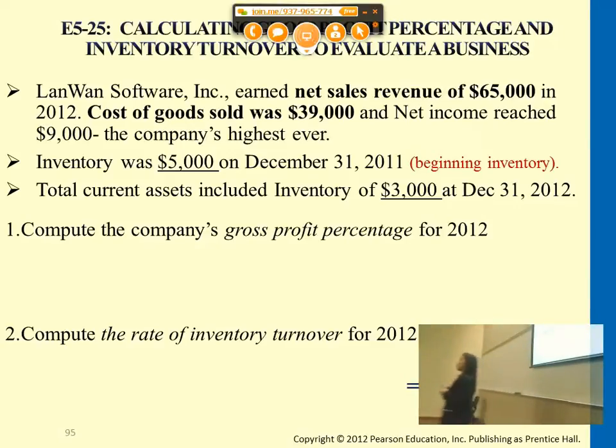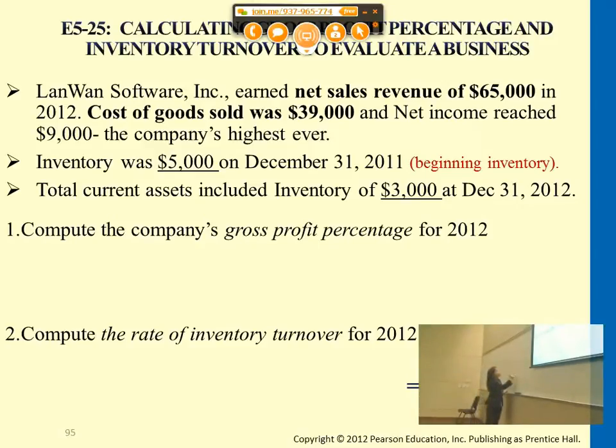First ratio here, how do we get gross profit? Net sales minus cost of goods sold. Net sales minus cost of goods sold, and how much did we get for gross profit? Oh no, 26,000.